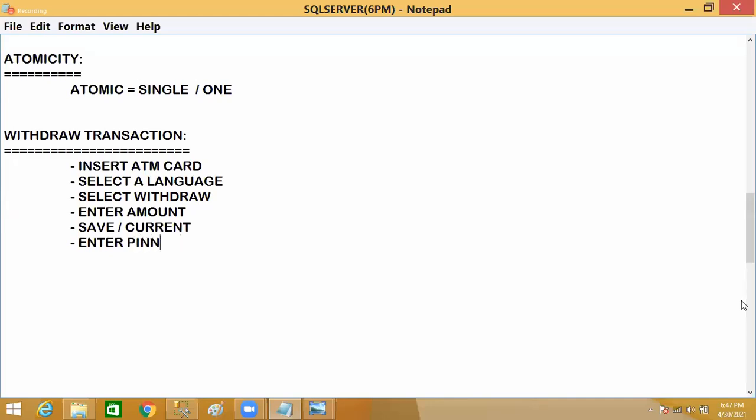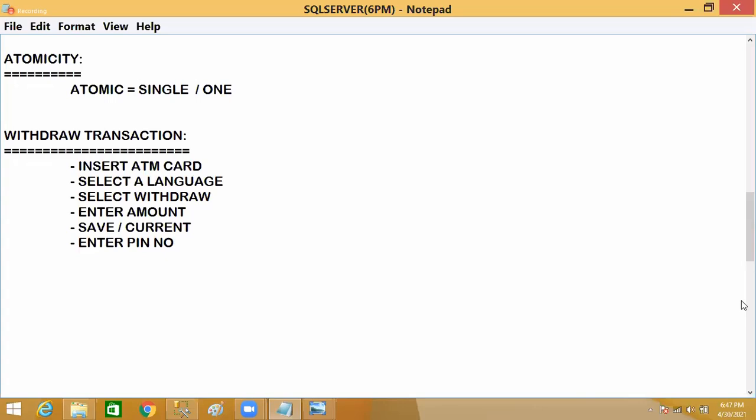Different ATM machines work differently. Some ATMs first ask for the PIN number and later the amount. Some ATMs first ask for the amount and later the PIN number. It's a different process in ICICI, HDFC, different mechanisms. Whatever it is, I'm just telling you for the idea. Now enter the PIN number.